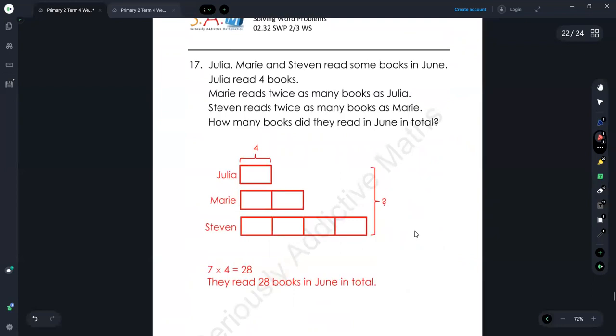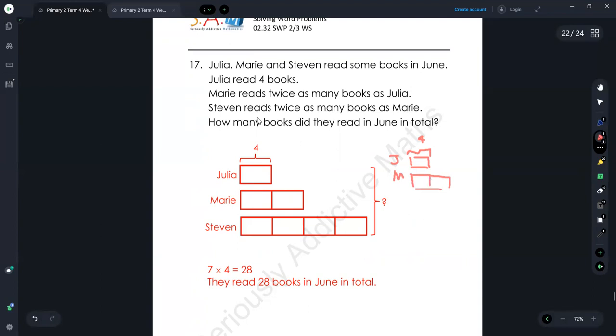So Julia, Mary, and Stephen read some books in June. You can draw that. But what you can do is Julia read 4 books. So J, 4 books. And remember, label it. Julia 4 books. Mary reads twice as many as Julia. So what does that mean? If Julia is 1 time, twice means 2 times, 2 boxes.